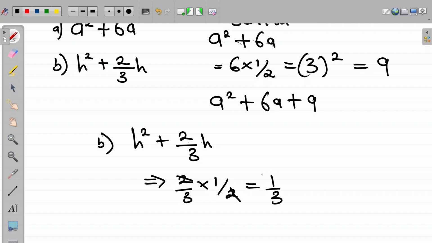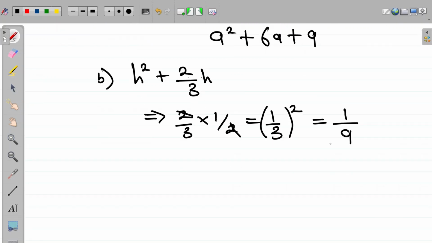And then the next step is that we square the result and we add it to the expression. So we have 1 divided by 9. So our expression now becomes h squared plus 2 divided by 3h plus 1 divided by 9. So therefore, 1 divided by 9 must be added to make the expression a perfect square.